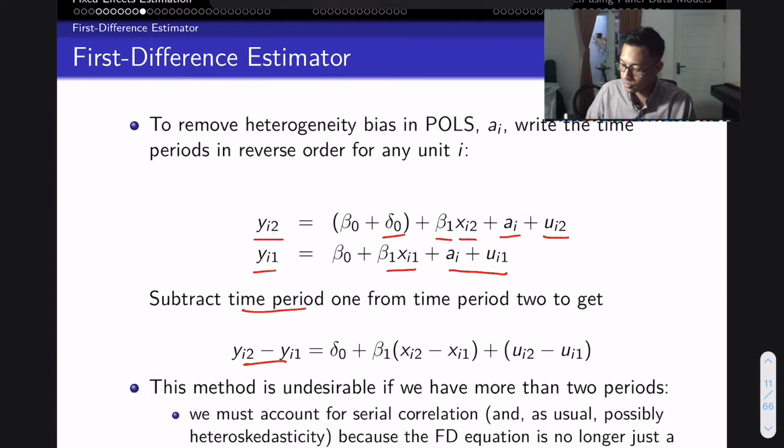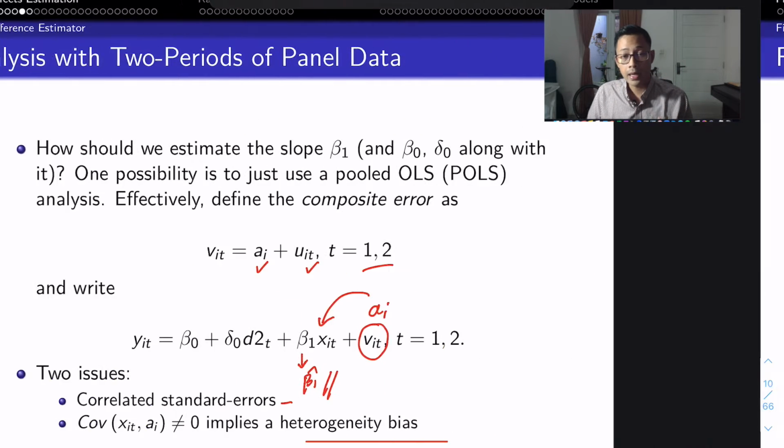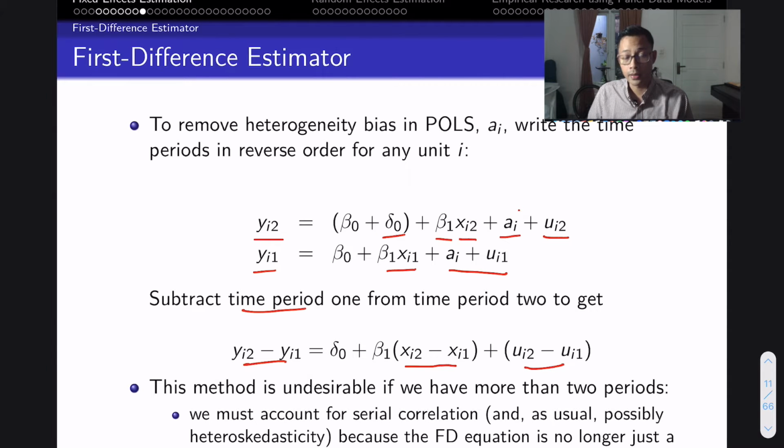Why? Because you can now notice that the unobserved heterogeneity a is eliminated from the regression. Now, we have to be very careful that this method is very useful in 2-period panel data, and this method is going to be undesirable if we have more than 2 periods. So we must account for serial correlation because the first difference equation is no longer just a single cross-section.